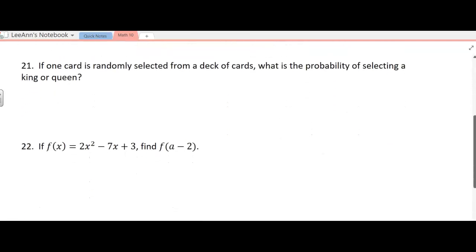Okay, if one card is randomly selected from a deck of cards, we're talking a 52 card deck, what's the probability of selecting a king or a queen? Now, is that mutually exclusive? Yes, mutually exclusive. How do I know? So they're mutually exclusive events. You can't pull a king and a queen at the same time. It can be a king or it can be a queen, but it can't be both at the same time. That's what makes it mutually exclusive events.